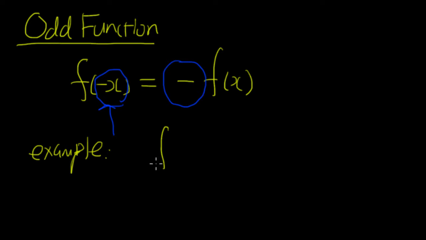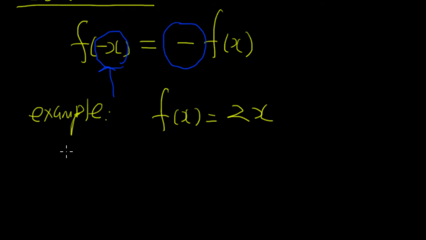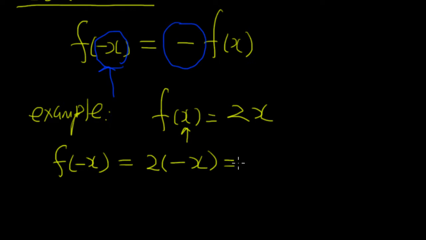Let's say given function is f of x equals 2x. Now, what's f of negative x then? Well, f of negative x means you are replacing this x by negative x. So it'll be like 2, what used to be x now is going to be negative x. What is that? That's the same thing as negative 2x, right? 2 times negative x.